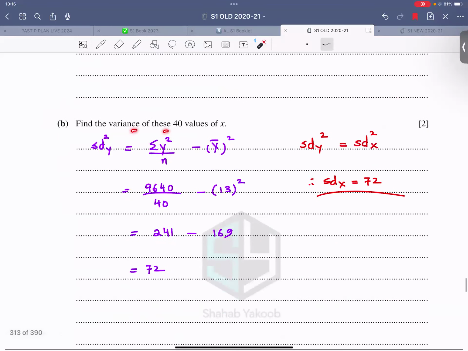Similarly, find the variance of these 40 values of x. The variance of y and the variance of x are exactly the same. The standard deviation of y squared is the variance. That is sigma y square over n minus y bar square, and then you get the answer.